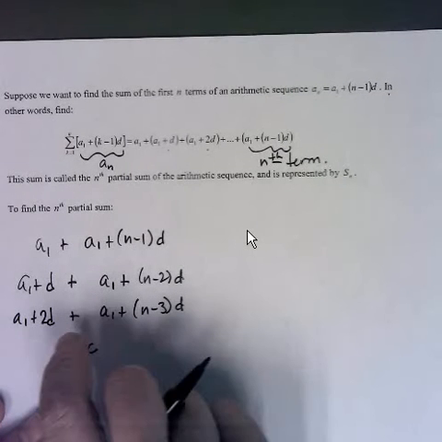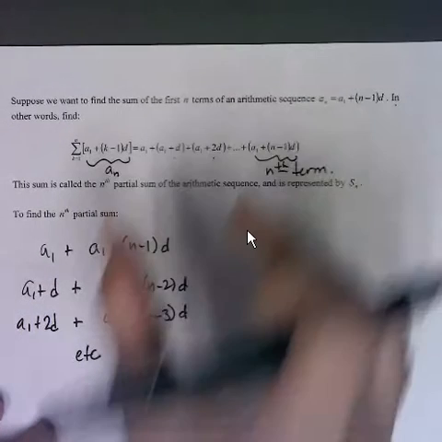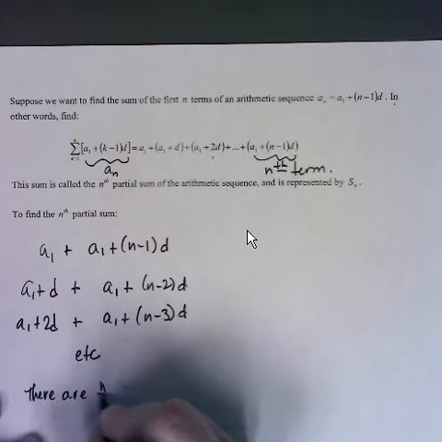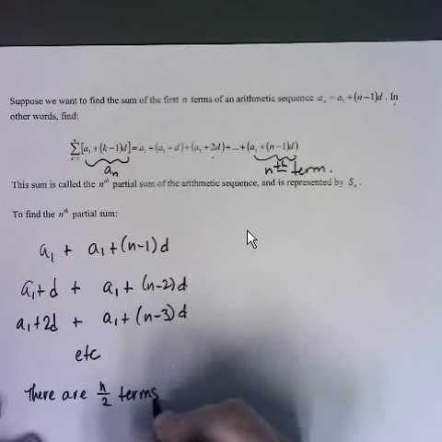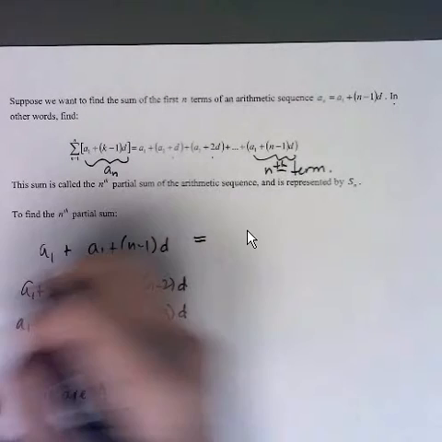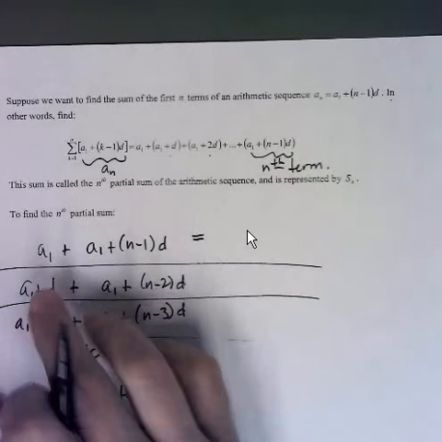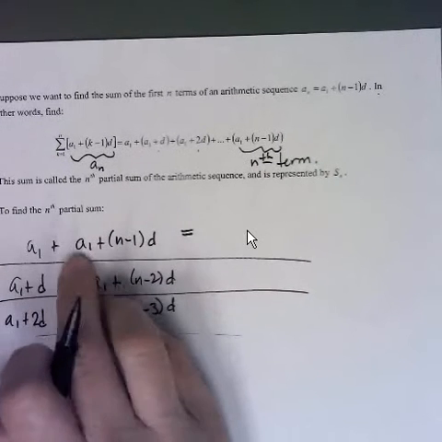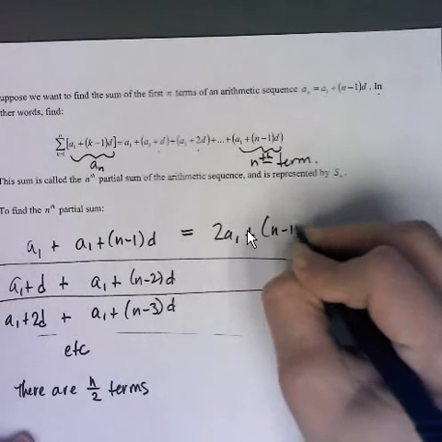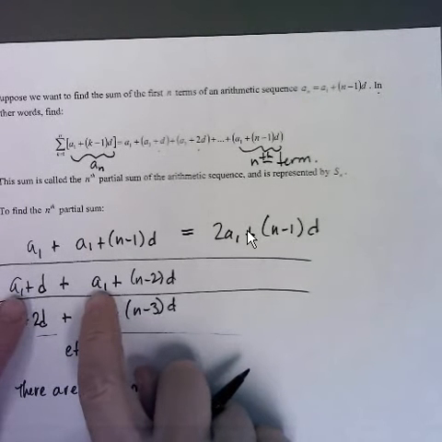And how many of these are there going to be? Well, if there's n terms here, then there's going to be n over 2 terms. And then notice each sum, we're again adding up the rows, not the columns. These are like terms, 2a sub 1 plus n minus 1 d. Notice a sub 1 is there twice again in the next row.